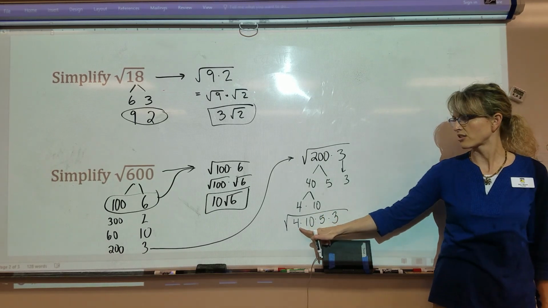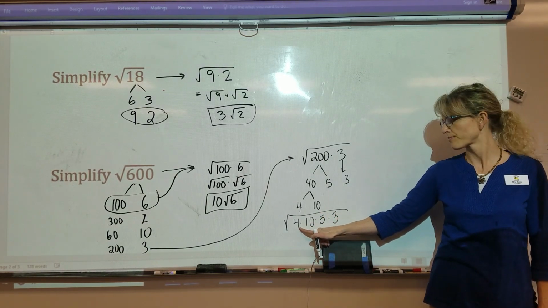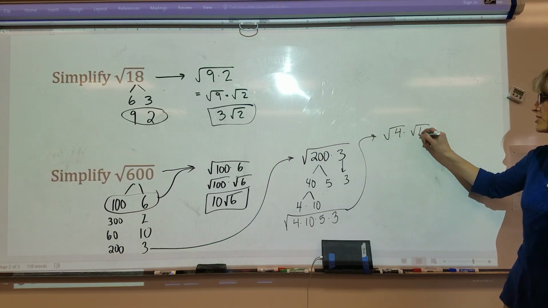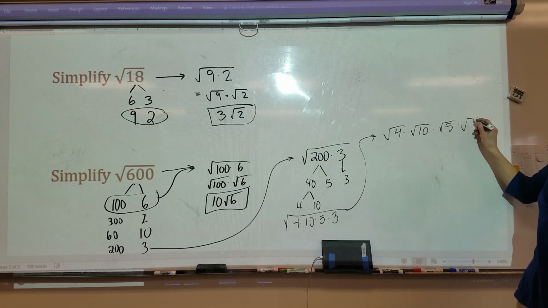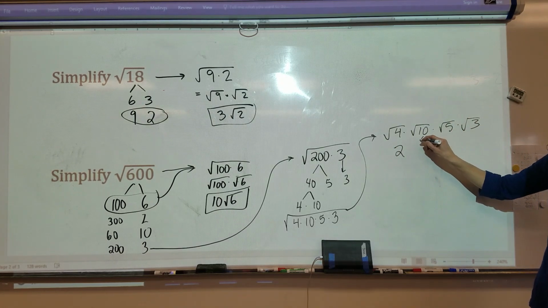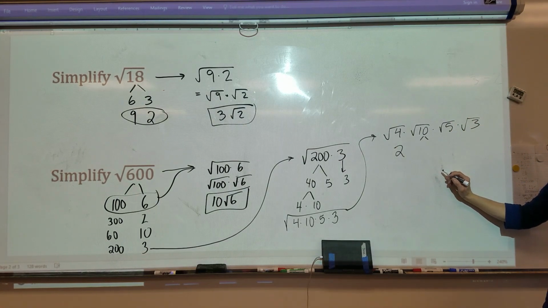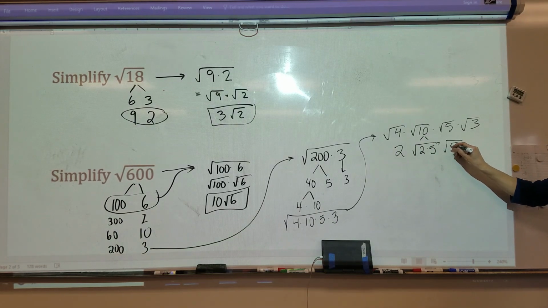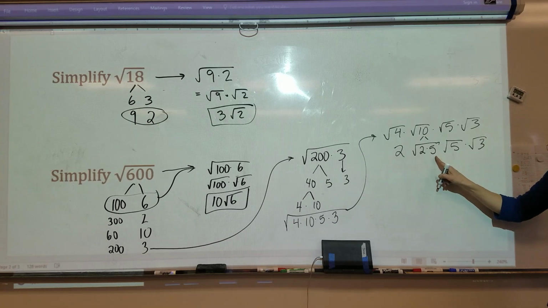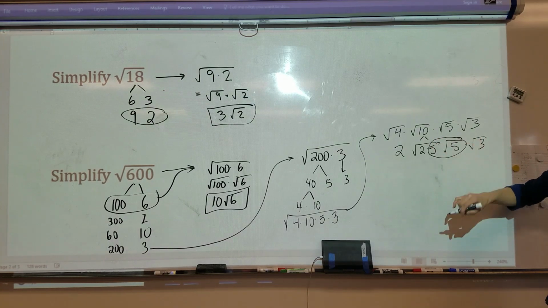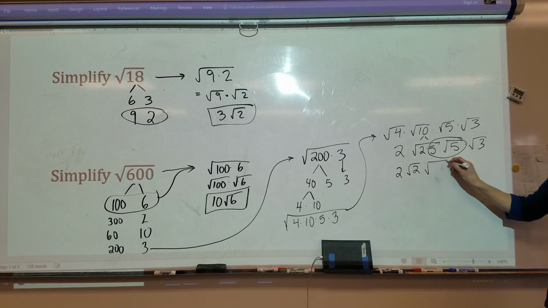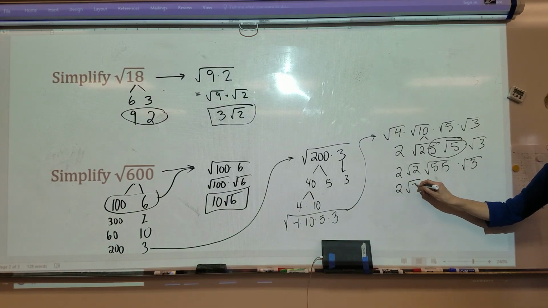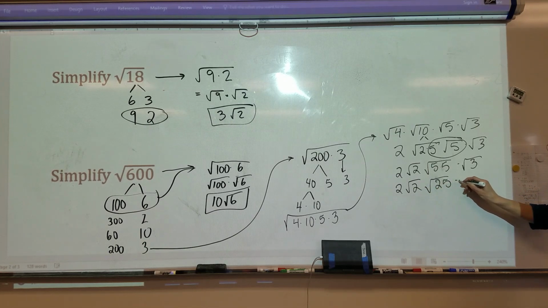The only thing I can take the square root of right here is the 4. So I could do that. I'm getting lots of steps here. Root 4, root 10, root 5, root 3. That's a 2. You know what, that 10 can factor. 2 and 5. Wait a minute, I got another 5. Oh, okay, let's put these 5s under one radical. 2, root 2, root 5 times 5, root 3. 2, root 2, root 25, root 3.